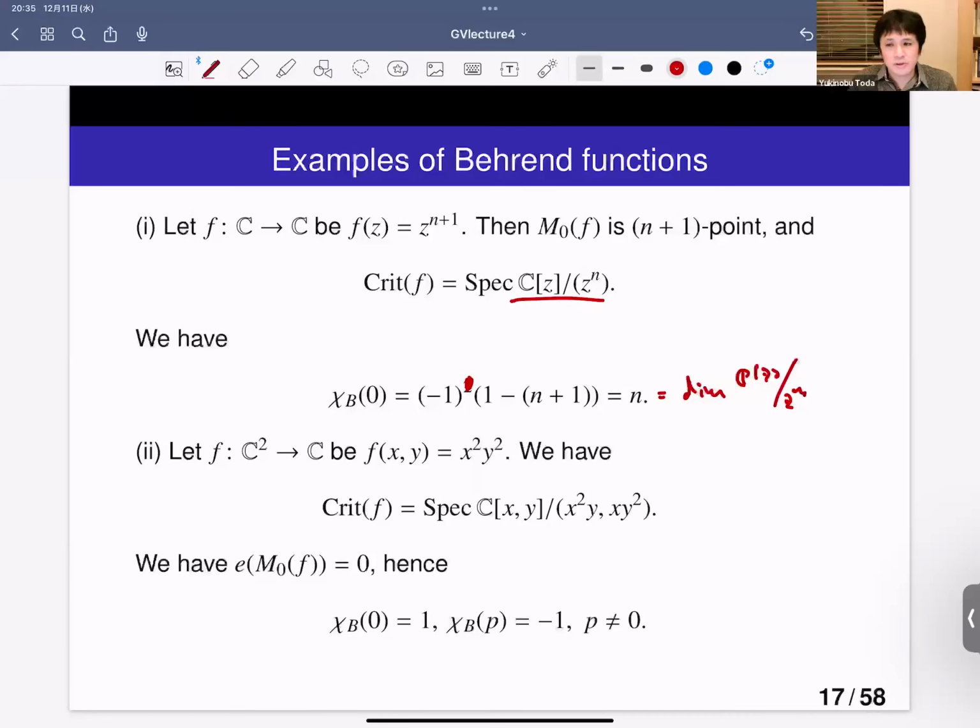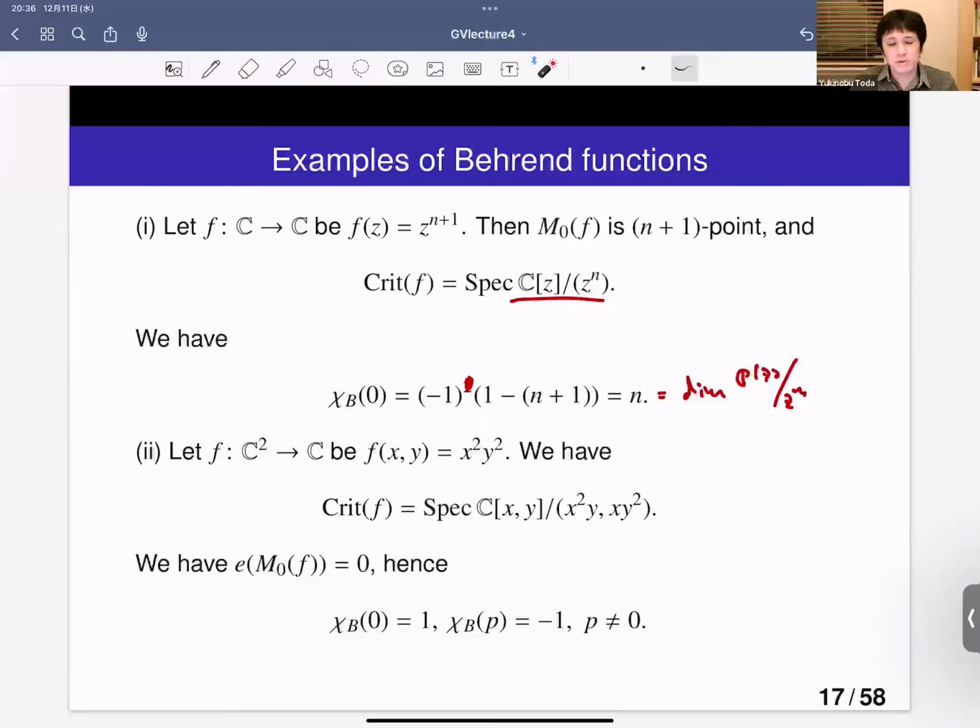Another example, let's take f to be this function. So then the critical locus is given in this way. So this is given by derivation by x and y. So by taking the derivation of y, I get this one. By taking the derivation by x, I get this one. And in this case, the Milnor fiber is shown to have Euler number 0.